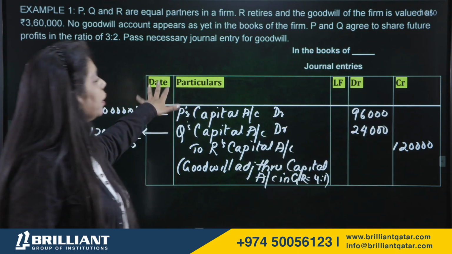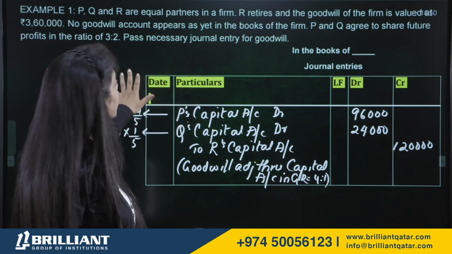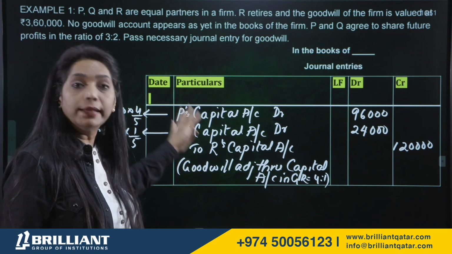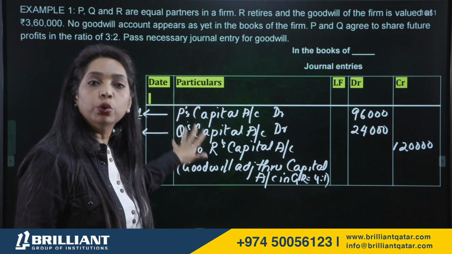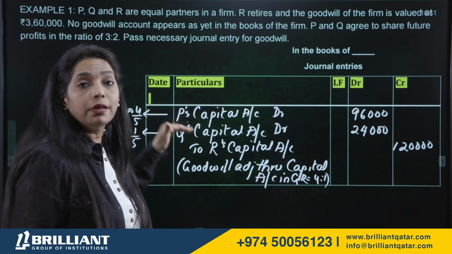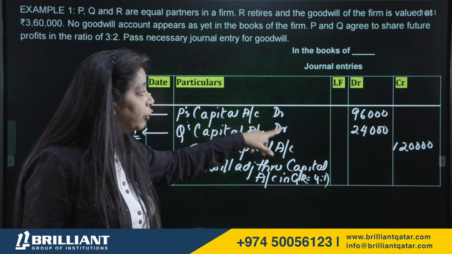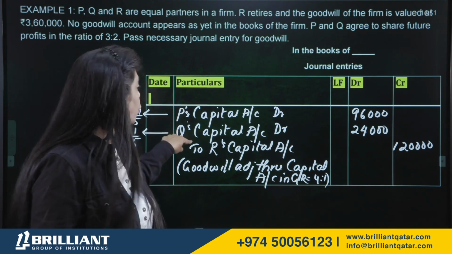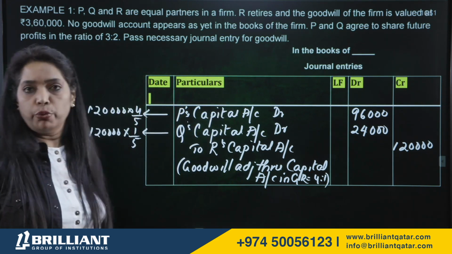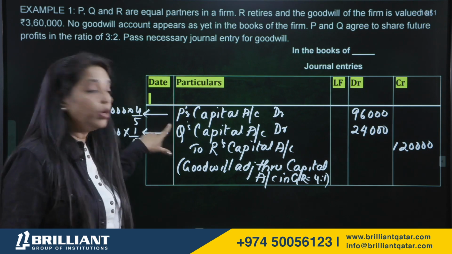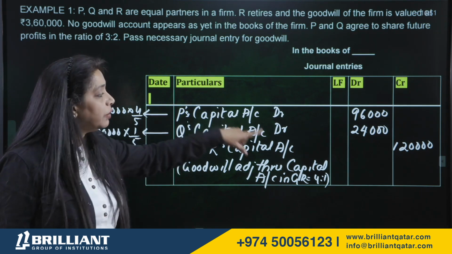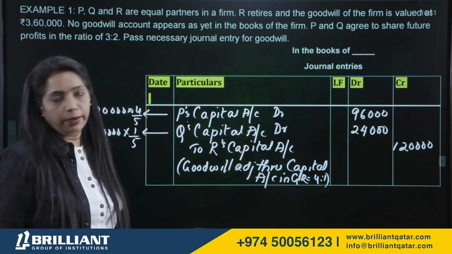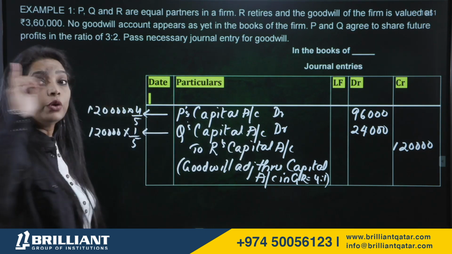So the journal entry for goodwill in this particular question is gaining partner to the retiring partner. Who are the gainers over here? P and Q are the gainers and R is the retiring partner. R's share of goodwill is 1,20,000 and that is distributed between P and Q in the ratio of 96:24. So it is P and Q who are compensating R with 1,20,000 in the ratio of 4:1. Let's go on to the next question.